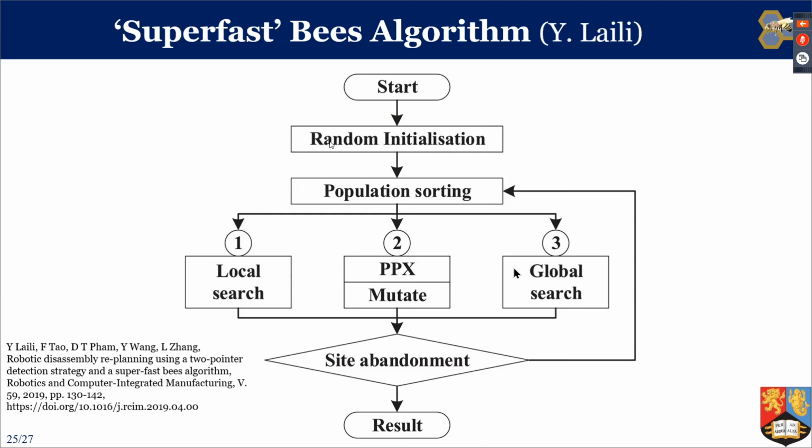In either case, we generate a new scout bee randomly. So we preserve diversity in the population. So this bee is used for preserving diversity. This bee is used for fast convergence, and this bee can give both convergence as well as diversity. You can read more about the algorithm in this paper by Dr. Li.